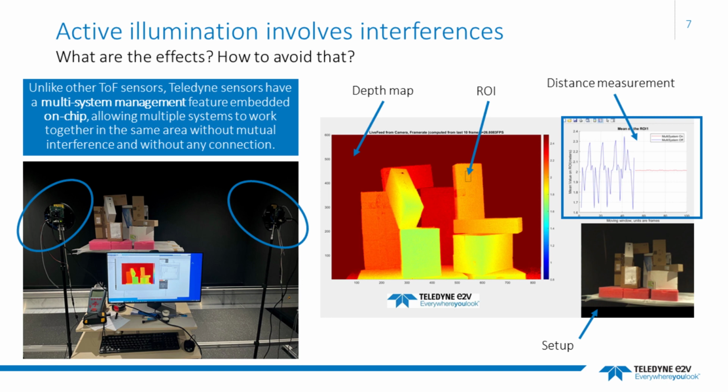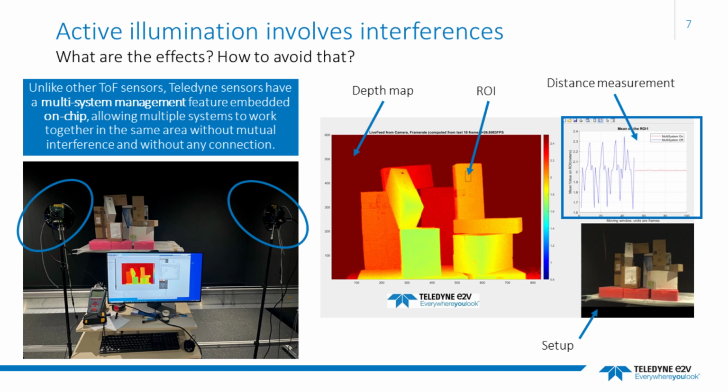Below, in the setup of the next video you will see, there are 2 systems working at the same time and looking at the same scene, so they will interfere. On the right side, you have a screenshot of the video with, on the left, the depth map, on the bottom right, the setup, and on the top right, the distance measurement of the ROI.